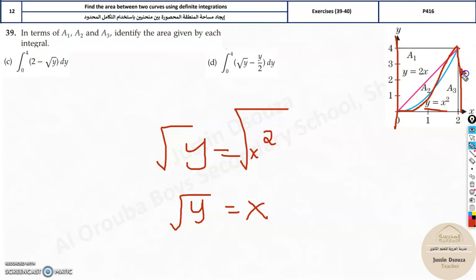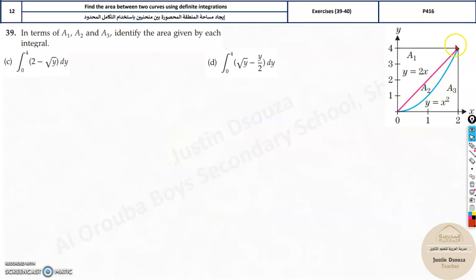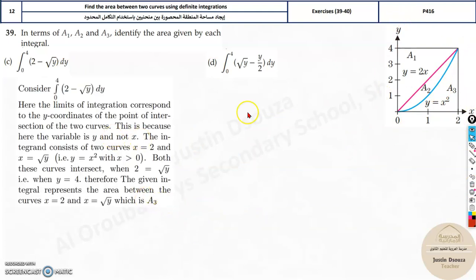Right function minus the left. The right side, 2, minus the left side will give you this region of area, isn't it? So the answer is A3 for this. Right minus left along the y-axis. So it is A3. Now, this is for you guys. Try it now. Pause the video and try it.